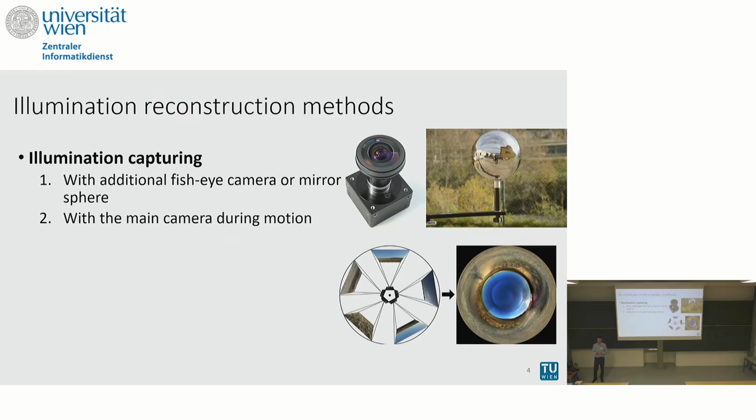And the second category of method is we can capture the illumination with a normal type of camera without a fisheye lens while we move it. An example is our mobile phone camera, and what we can do, we can just rotate it around and capture all the light around us, and we can then use it for rendering or other applications.